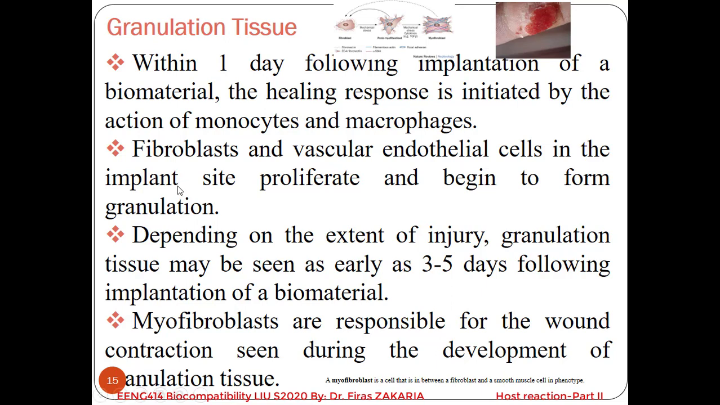The granulation tissue grows from the base of a wound and is able to fill the wound of almost any size. Here the granulation tissues will be formed on the whole wound. In this phase, granulation tissue development, fibroblasts and vascular endothelial cells proliferate. The word proliferate means they multiply, and begin to form granulations.